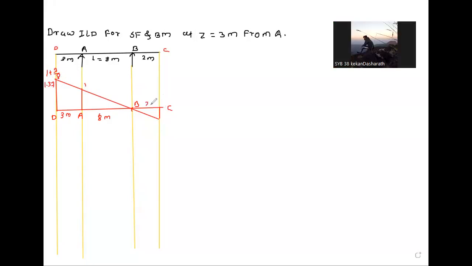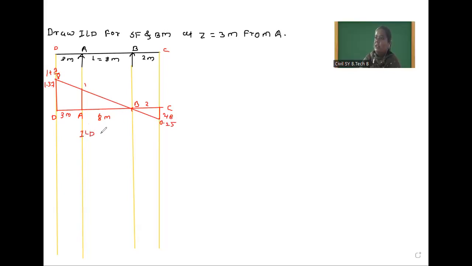Okay, now we will calculate this value. So this is 2 meter. So here this value is a by L, that is 2 divided by 8. So how much value will come here? 0.25. So this is the ILD for RA. After that, we will draw ILD for RB.